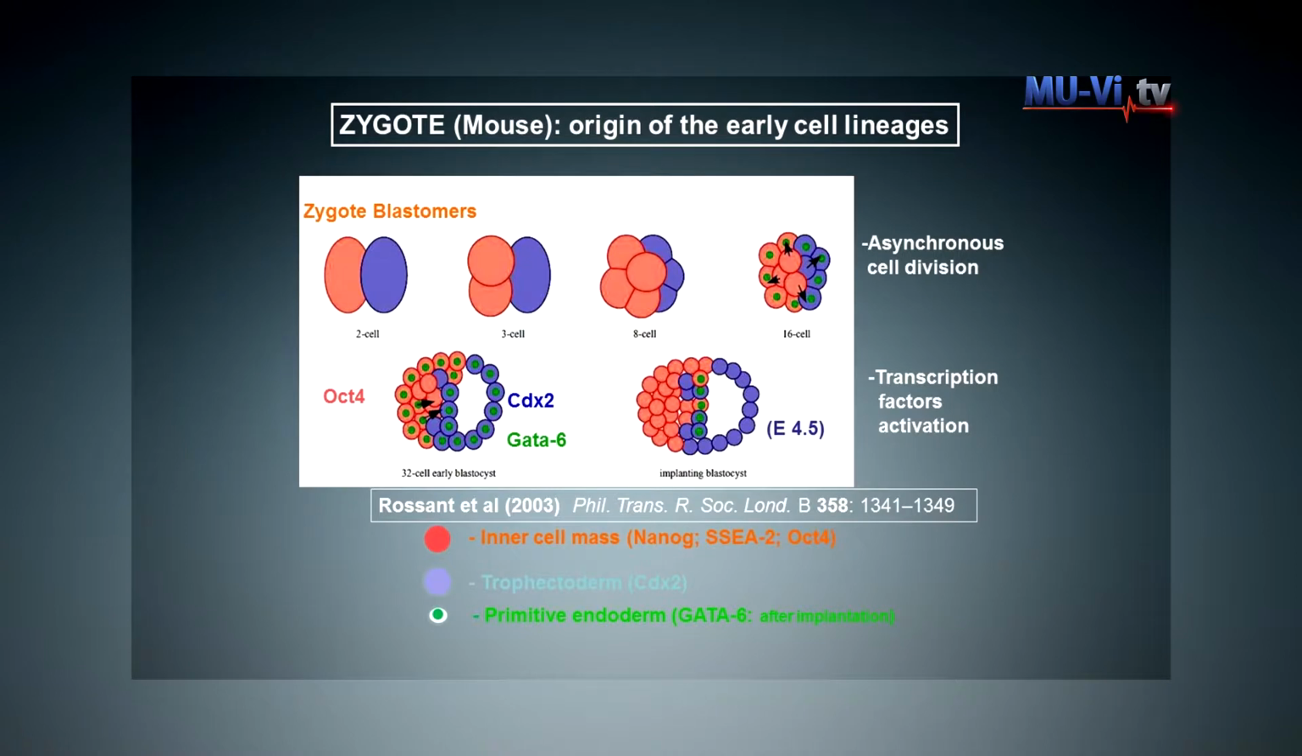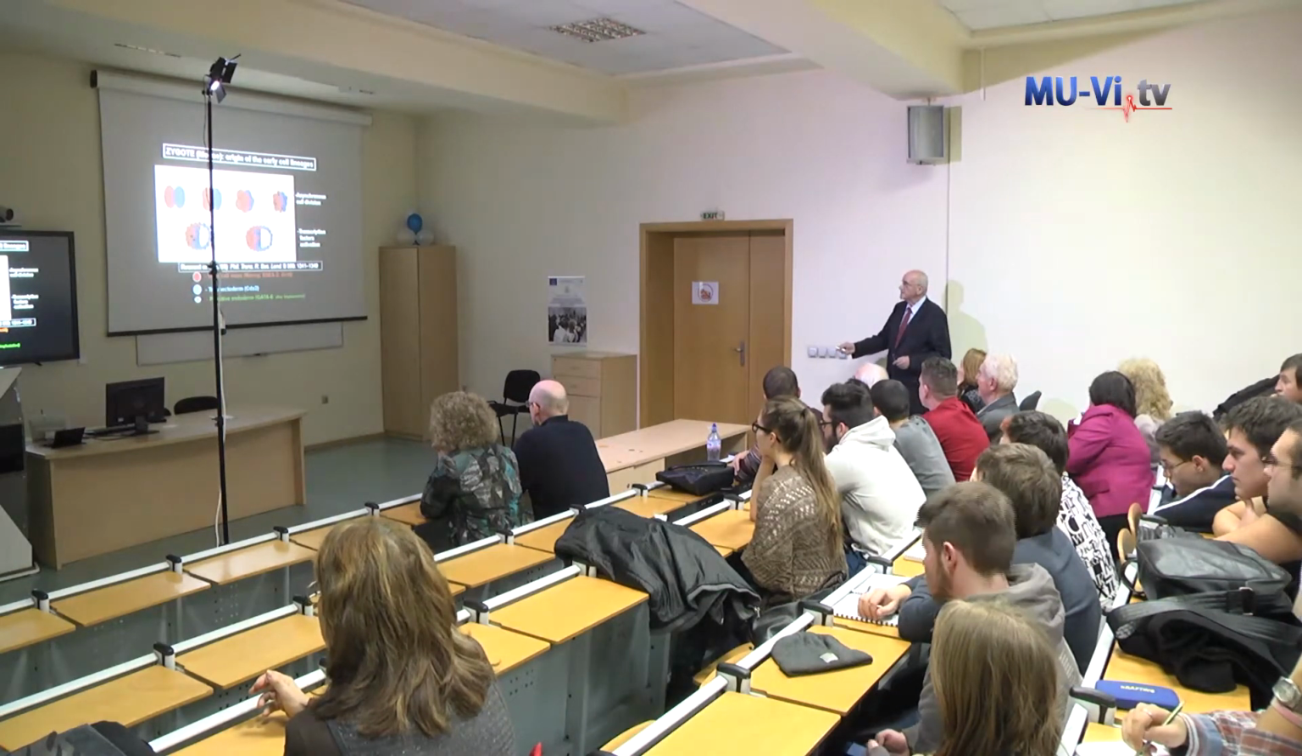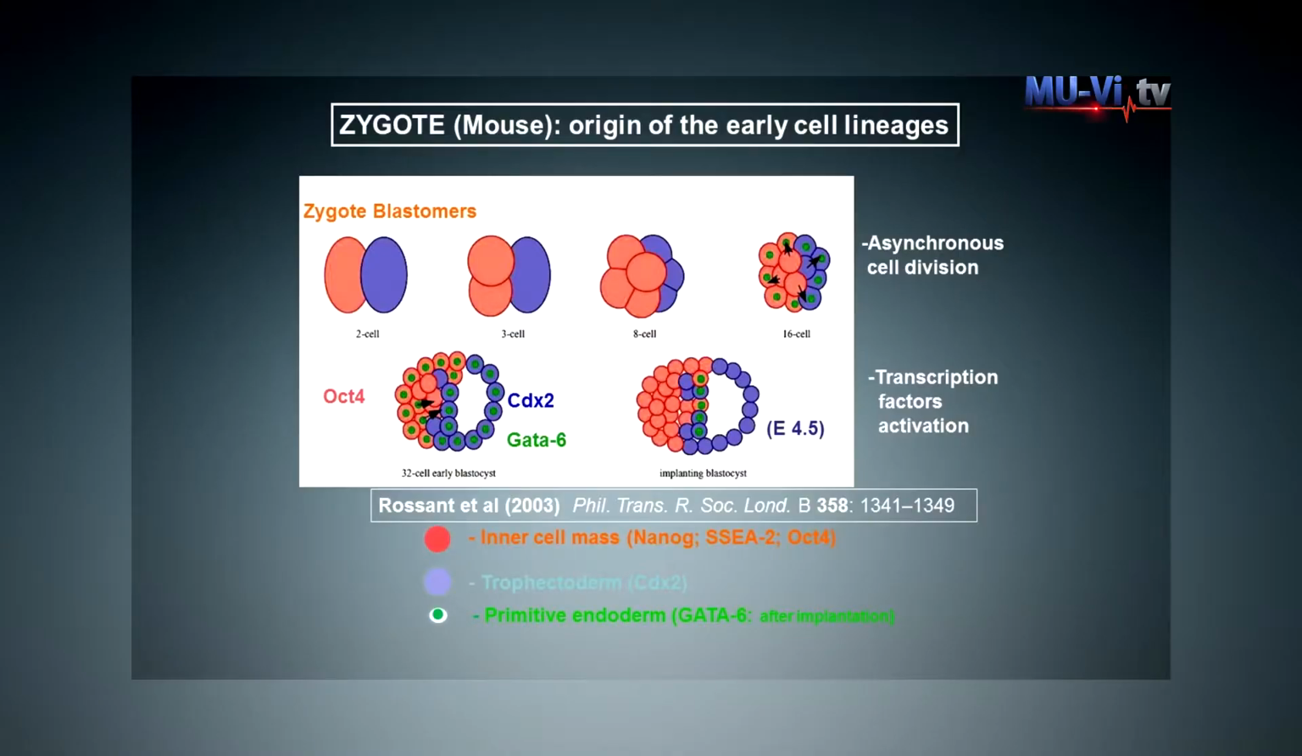This we can follow in the next scheme. You can see here a zygote with two blastomeres. The first difference arises in the cleavage of one blastomere.